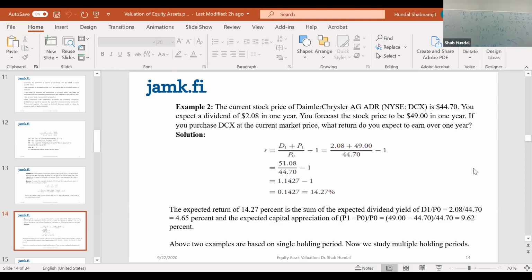14.27%. It means the risk from now to next year is 14.27%. So this is not a safe cash flow. This is a risky cash flow. And the rate at which you should discount the future cash flow is 14.27%. I think it's straightforward.